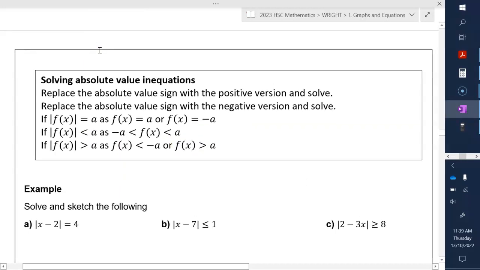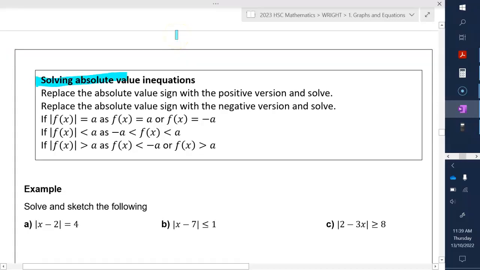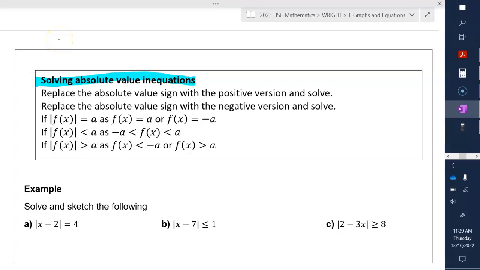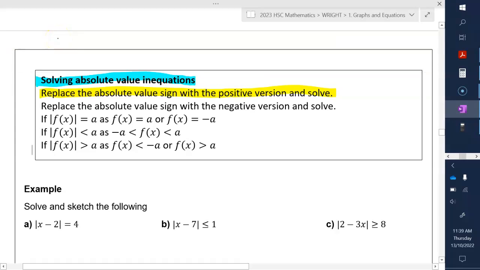And we're looking at solving absolute value inequations or inequalities. Those words will be interchangeable for us now. So we replace the absolute value sign with both the positive and negative version to solve. That's really important. Okay, and this is what we've been doing, but I found that in our last assessment task, people did not do that.